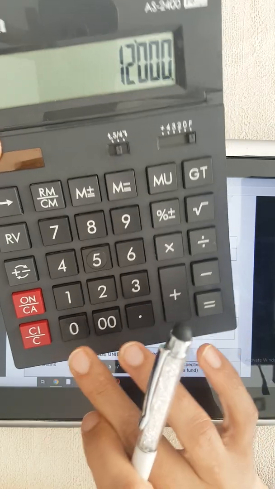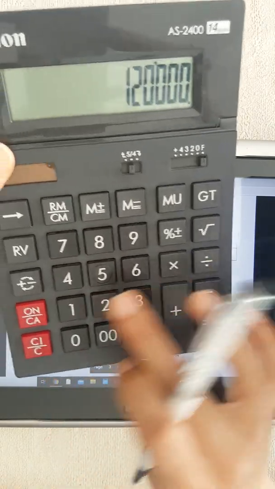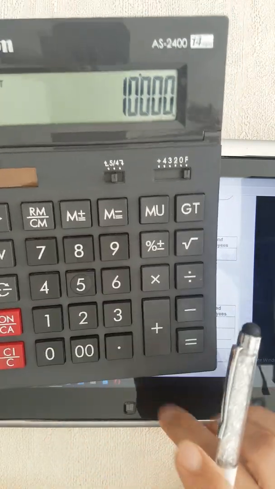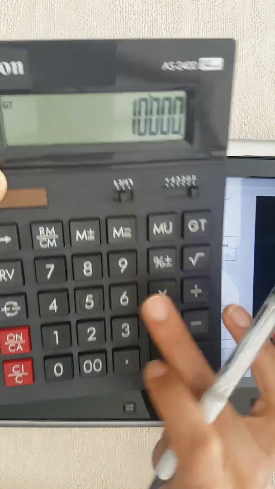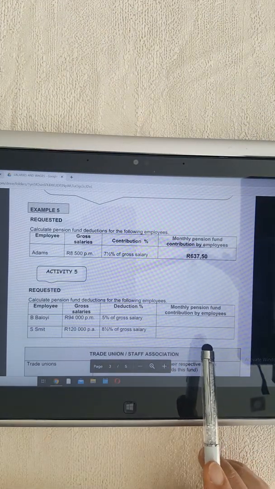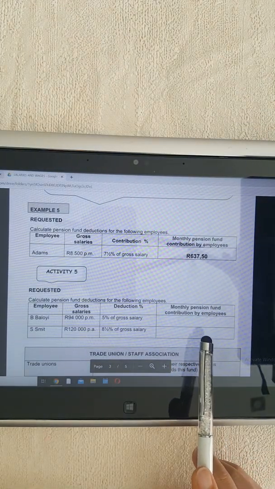120,000 Rand. What does PA mean? Per annum. So we have to divide it by 12 first. So he only has a salary of 10,000 Rand per month. Then we're going to multiply it by the 8.5%. So how much is he going to contribute towards his pension fund?